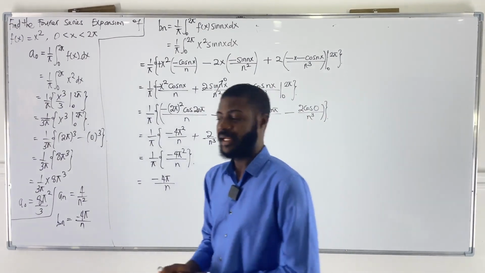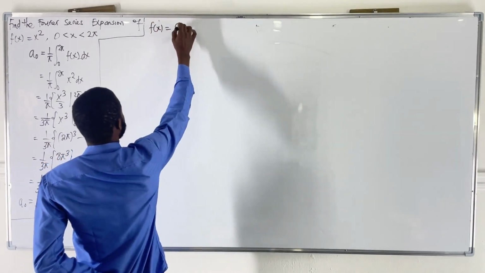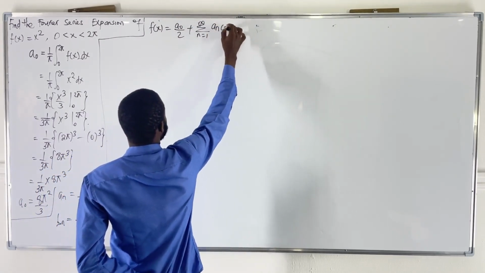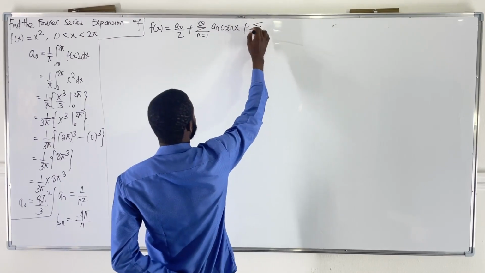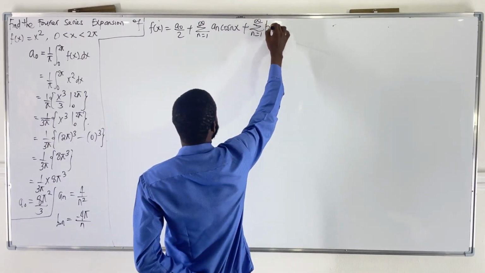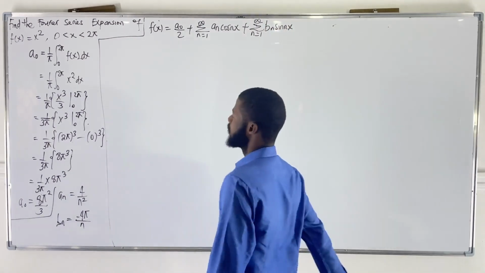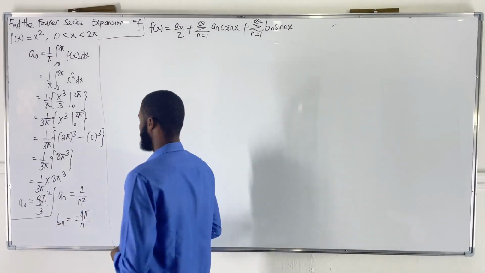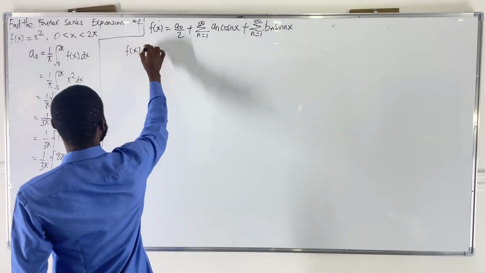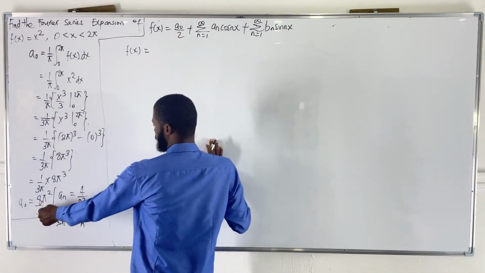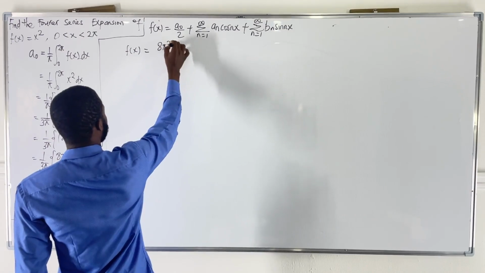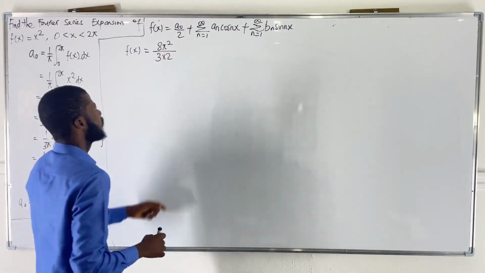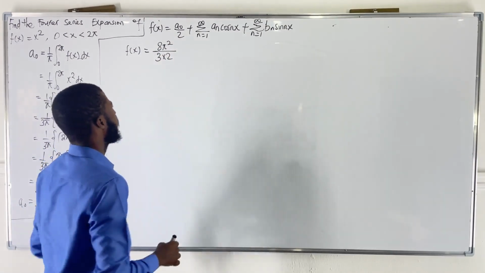Let's find the Fourier series finally. So f of x is a naught over 2 plus the sum from n equal to 1 to infinity of a sub n cos nx plus the sum from n equal to 1 to infinity of b sub n sine nx. So that's the formula for Fourier series. Now, let us put in our a naught. So f of x is equal, now a naught is 8 pi squared over 3. But don't forget that there's also an over 2. Because there has been an over 2 before, they will both multiply themselves.